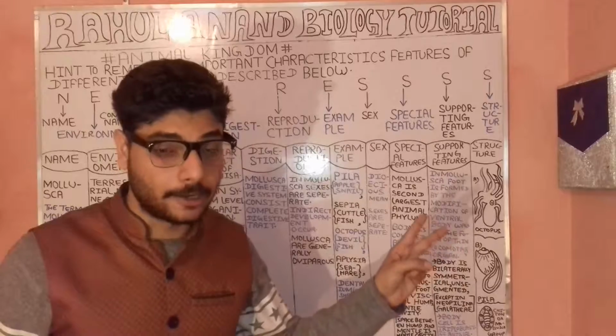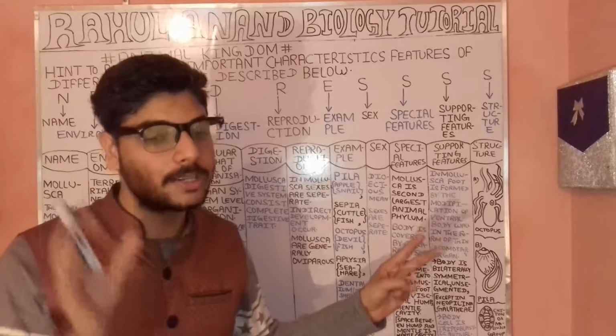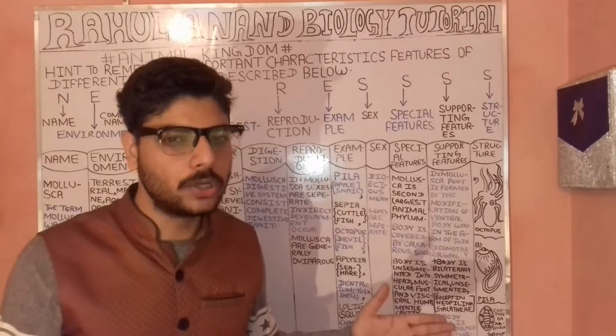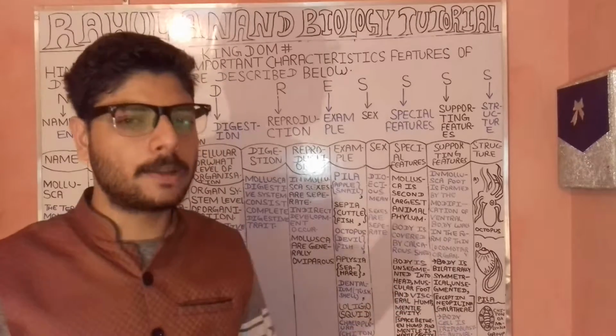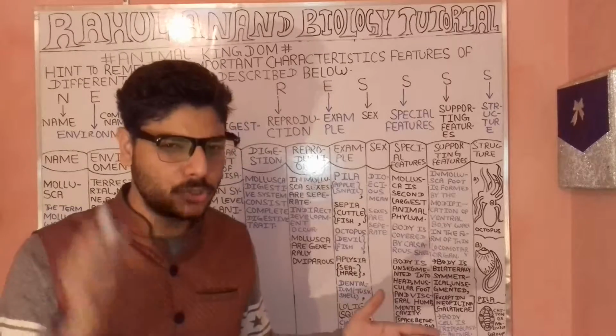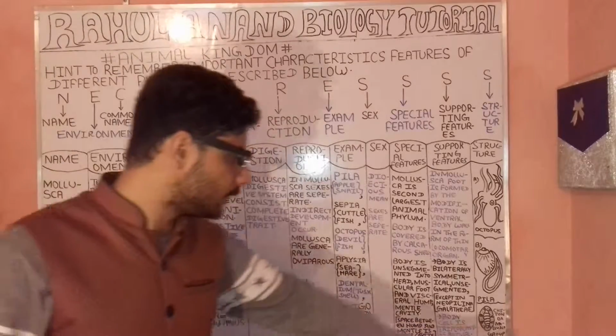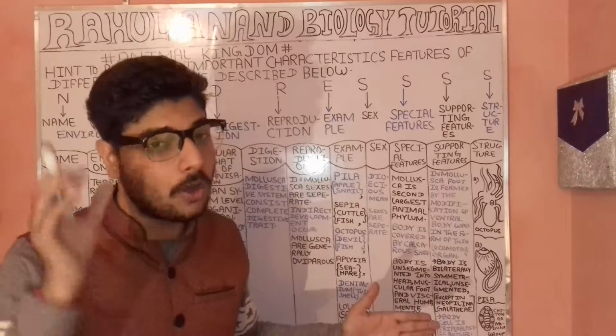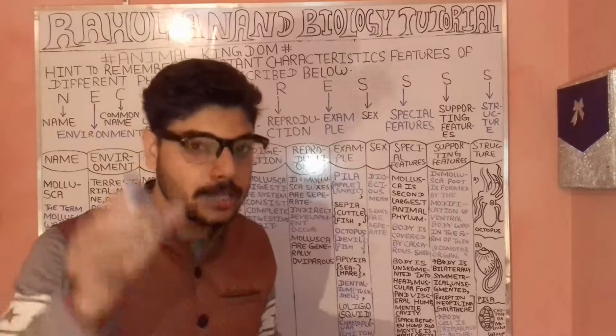As well as when we are talking about molluscs, these are bilaterally symmetrical. What is bilaterally symmetrical? A body which can be divided into two equal halves comes under bilaterally symmetrical. These are also known as unsegmented, so you could find on the board here: it is unsegmented. But we often have certain exceptions.